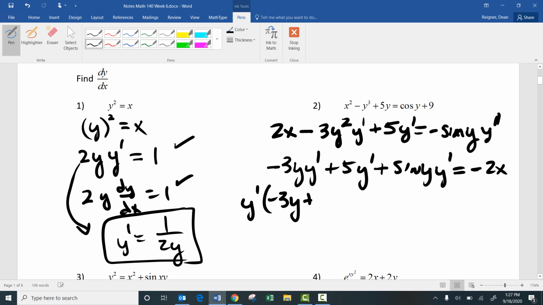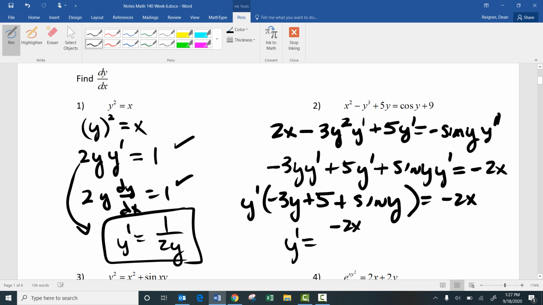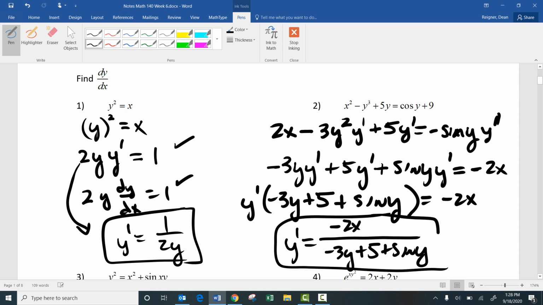Negative 3y plus 5 plus sine of y equals negative 2x. So we factor out a y prime. And then last but not least, if you divide everything by this whole thing here, you will get y prime equals negative 2x over negative 3y plus 5 plus sine of y. So some of the derivatives here can get really messy and look very strange, but that is correct.